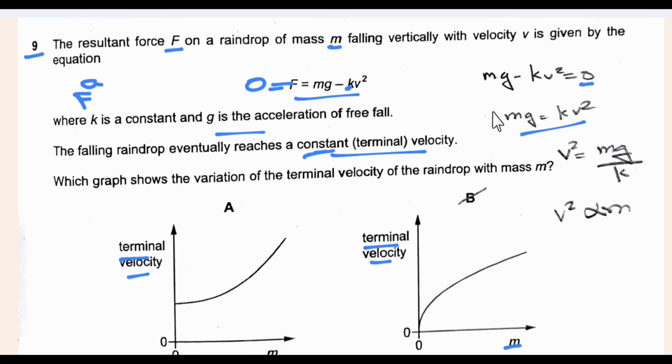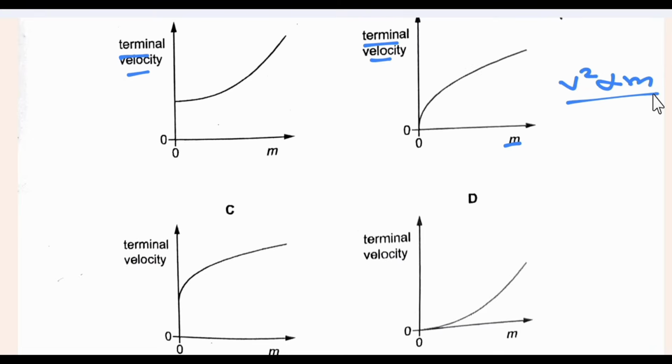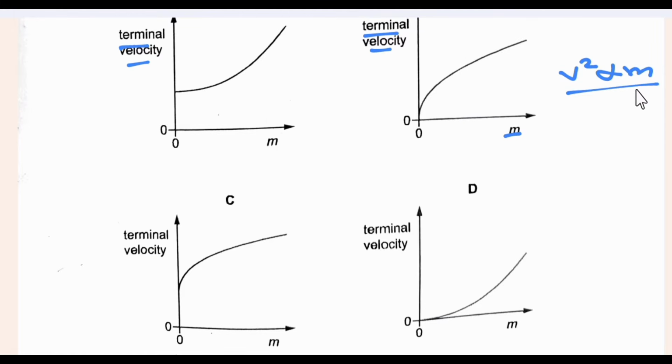If we rearrange this equation, then v square is equal to mg by k. K is constant, and g is the gravitational field strength, so it is constant. So we can see that v square is directly proportional to m. Since v square is directly proportional to m, when mass is 0, velocity is 0. So these options are wrong. That means the option could be either B or D.